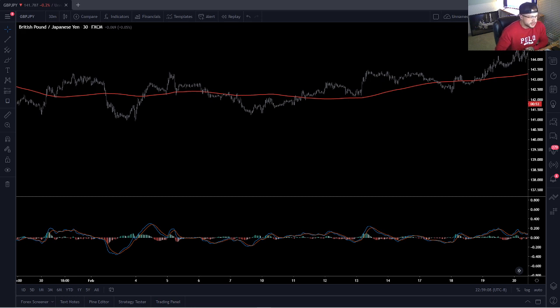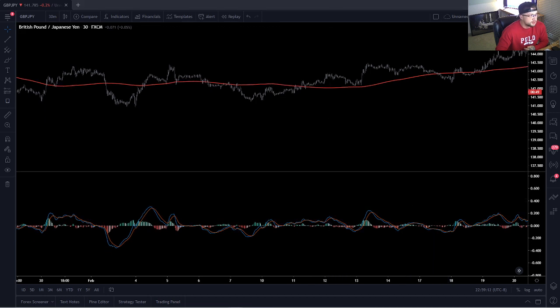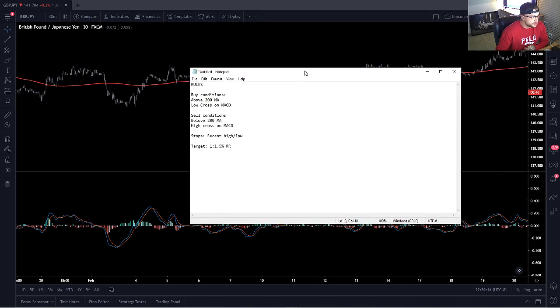Okay, so with that said, we are looking at this strategy. It's very simple. The rules are right here. Our buy conditions are going to be above the 200 moving average with a low cross on the MACD. Everything is stock. It's actually a simple moving average, not even exponential. MACD is just default.